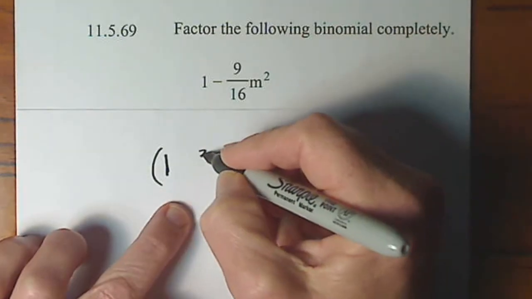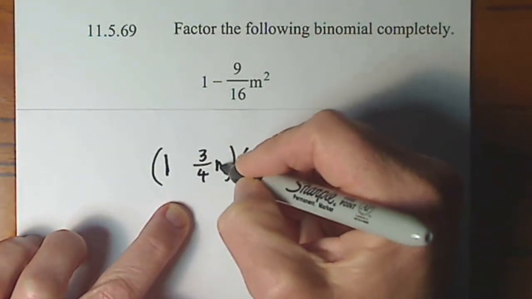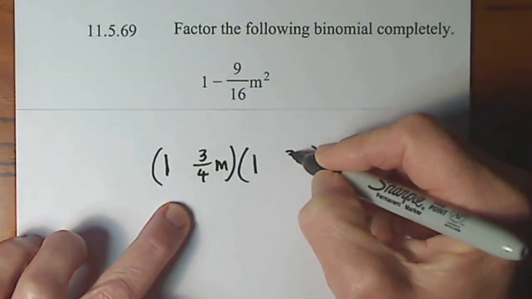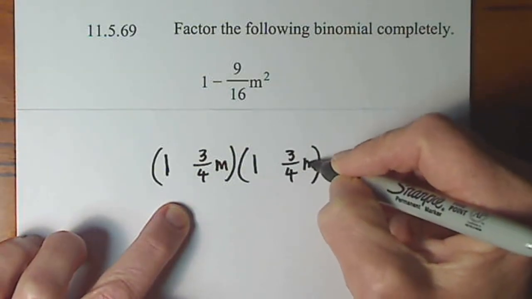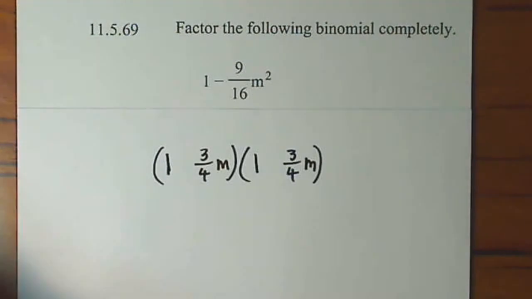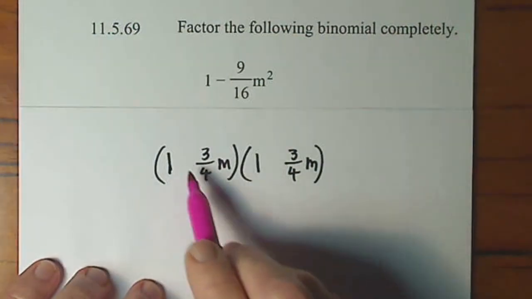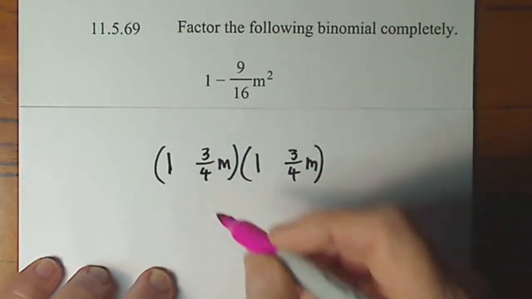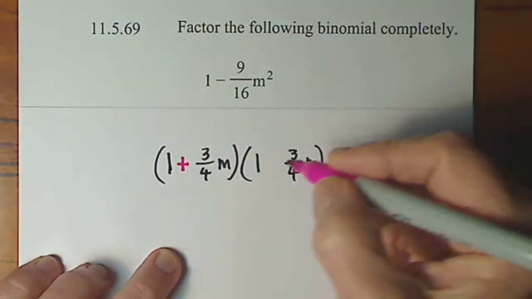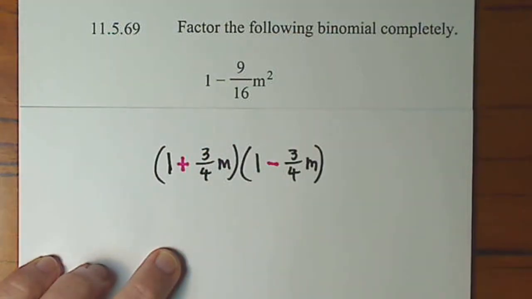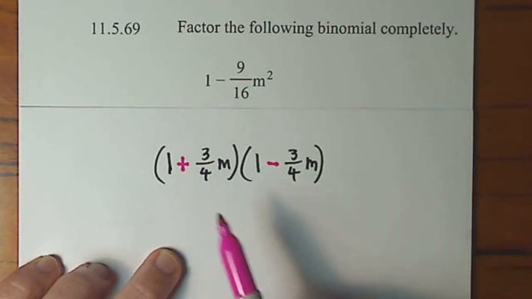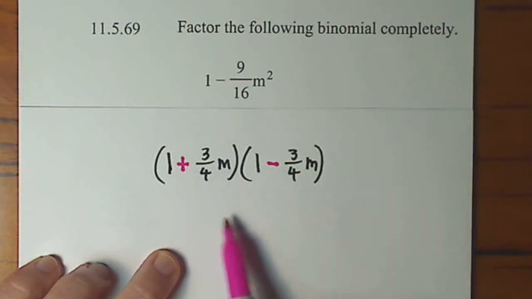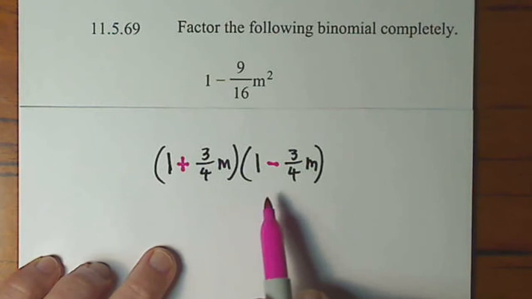So it'll be 3/4 m and 3/4 m. And as far as the sign that goes between these terms, you will need 1 positive and 1 negative. And the reason they have to be different is you have to cancel out the middle term. So if you can see that, that's great.